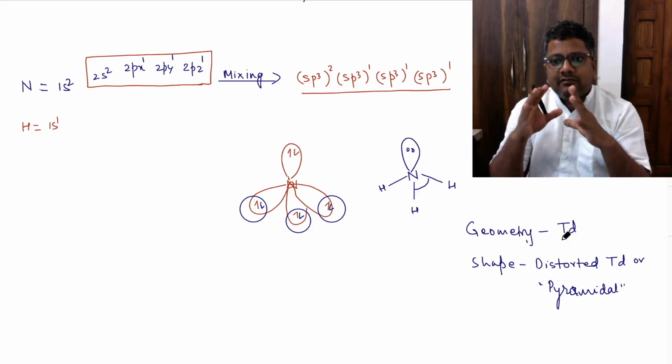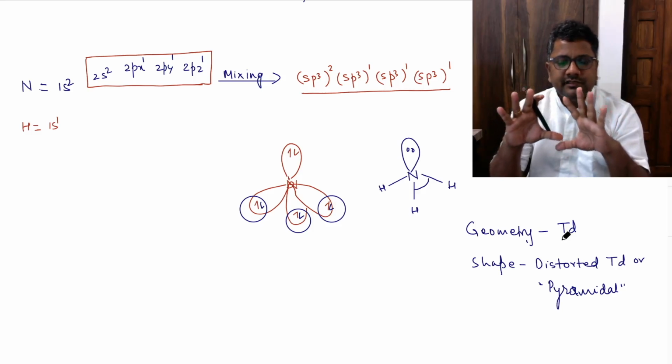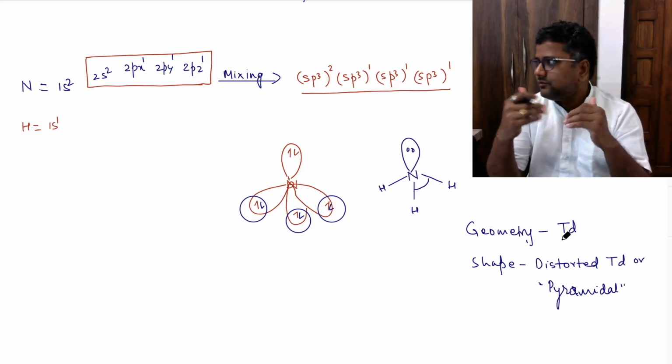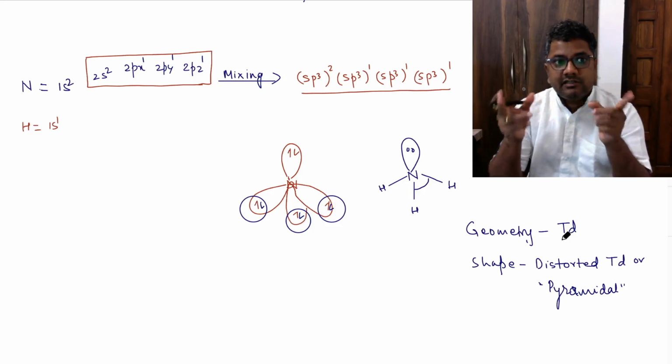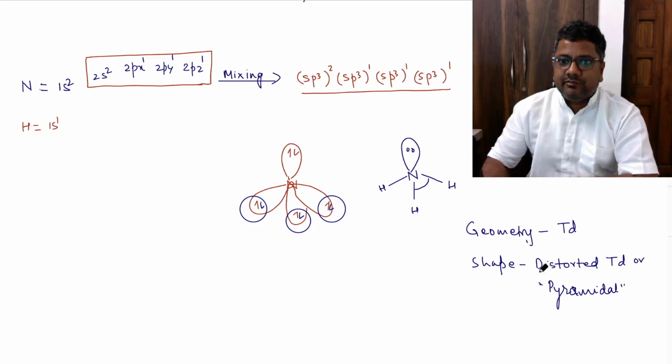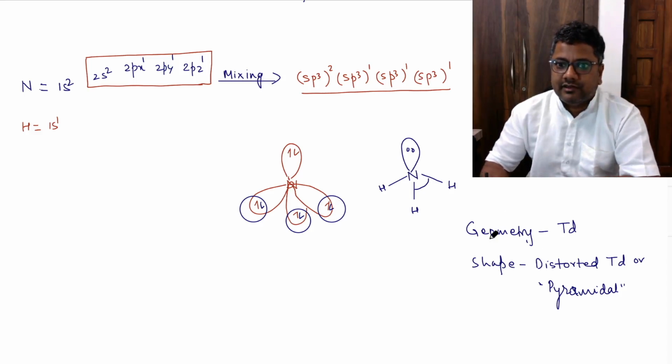At any moment of time when geometry is asked, you have to see only hybridization. See the hybridization, what is hybridization, then you have to say okay geometry is this. But shape is the overall actual. So basically shape is the actual and this is theoretical, right? This is actual.